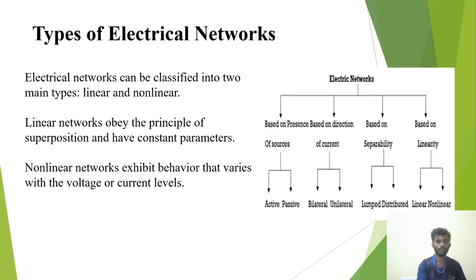Types of electrical networks. Electrical networks can be classified into two main types, linear and nonlinear. Linear networks obey the principle of superposition and have constant parameters. Nonlinear networks exhibit behavior that varies with the voltage or current levels.